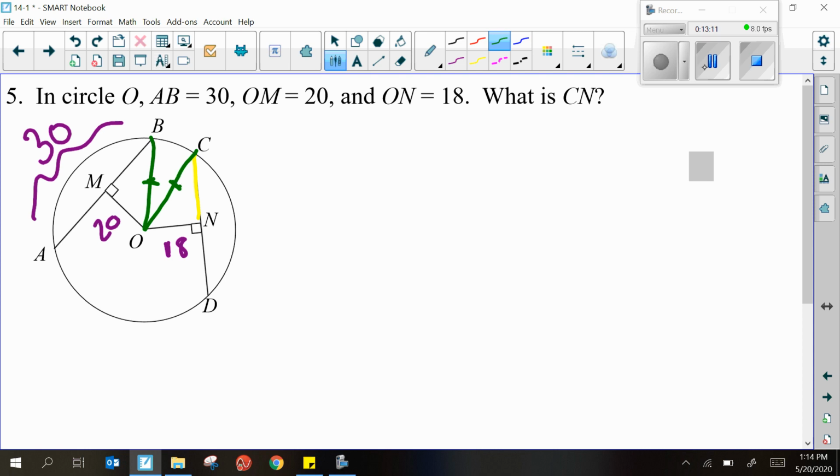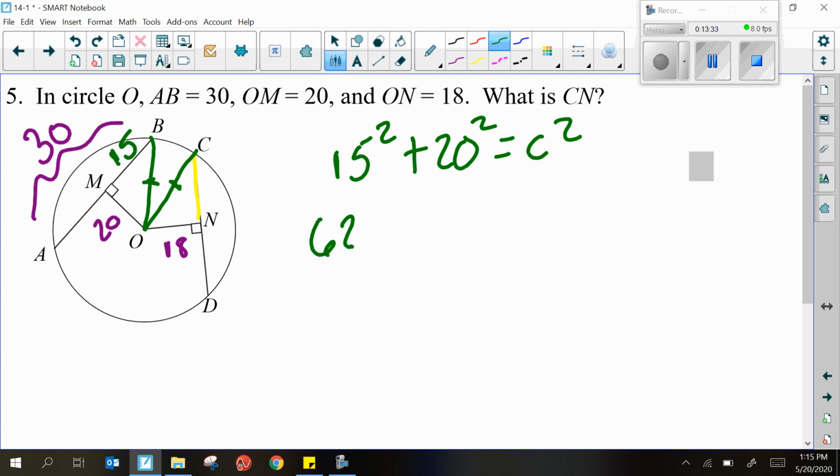So now, since this is still perpendicular, I know it bisects this. This is 15. So now I can use Pythagorean theorem to figure out BO. If you're not sure why I'm doing that, you're going to see in a second. So A squared plus B squared equals C squared. So I'm going to solve this.